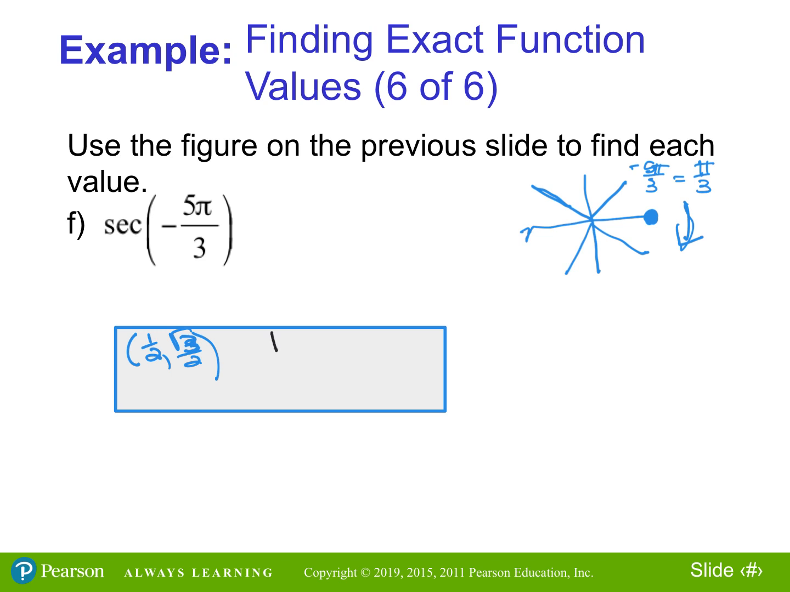Secant is really equal to 1 over the cosine. So 1 over the cosine is really going to give me 1 over 1/2, which is really going to give me 2. This is going to conclude section 9.2.